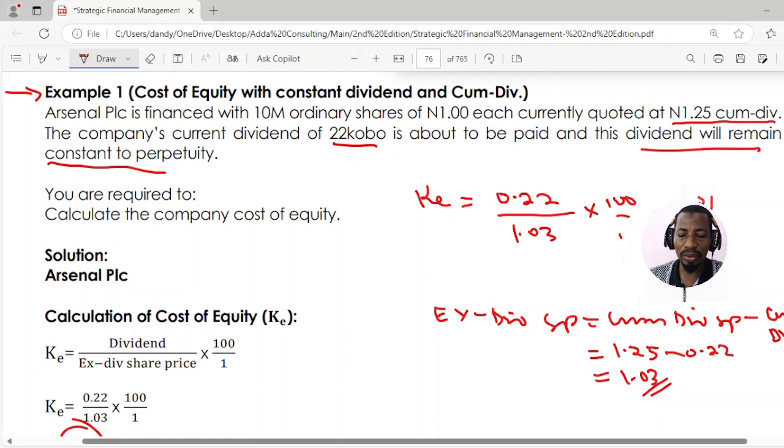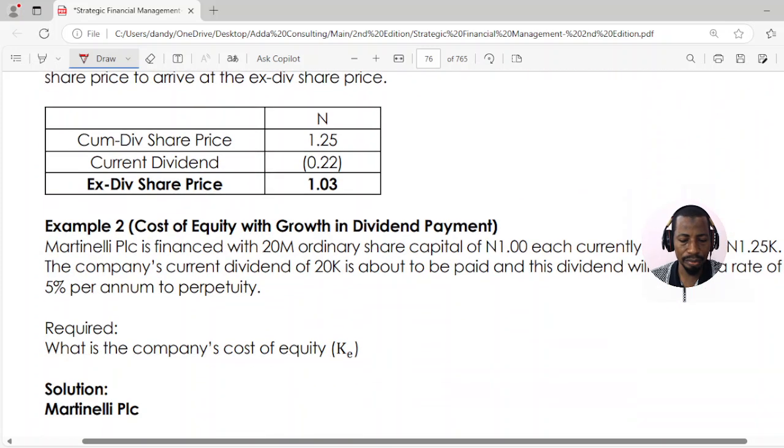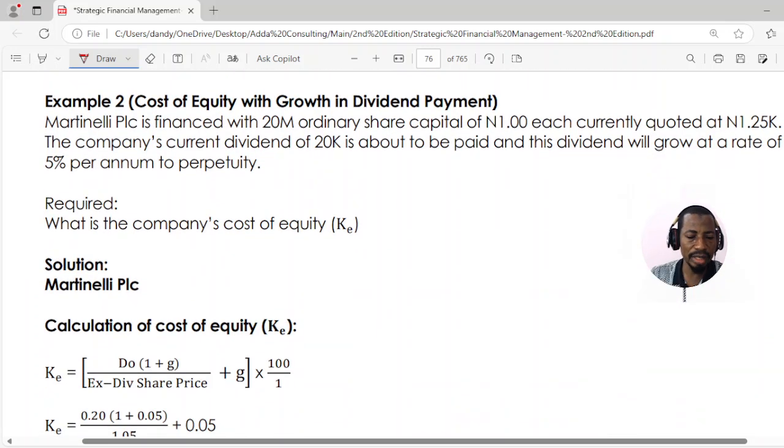In this particular question, the examiner wants to test your understanding of how to calculate cost of equity where dividend is constant, and how to convert the cum-div share price to ex-div share price. Let's have another example, example number 2. You are told that Martinelli PLC is financed with 20 million ordinary shares of ₦1 each, currently quoted at ₦1.25.